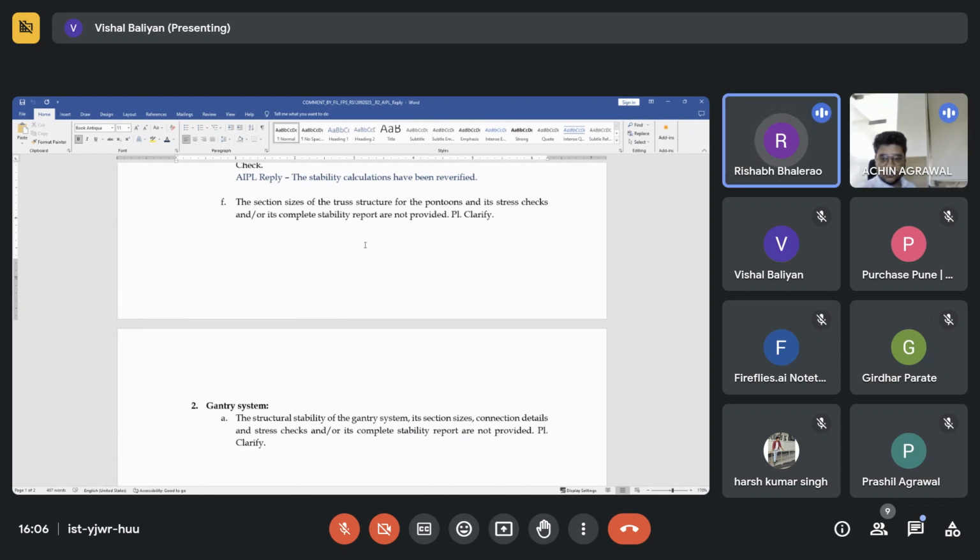So I guess all of Tejas's points are covered and satisfactory, to be honest. The rest is assured. I'm not sure what you guys are doing about the stability report for the truss and for the gantry system.